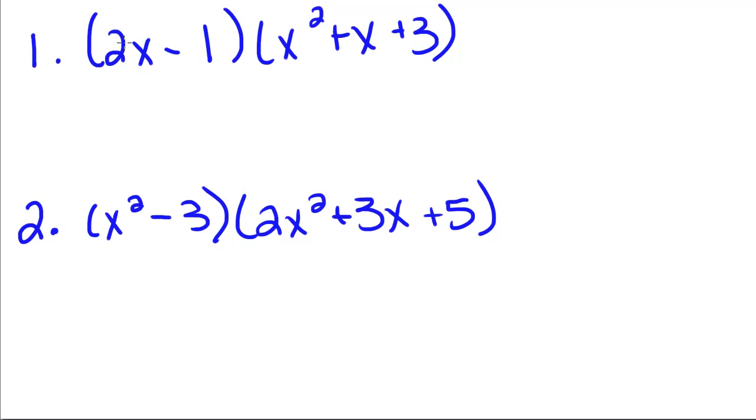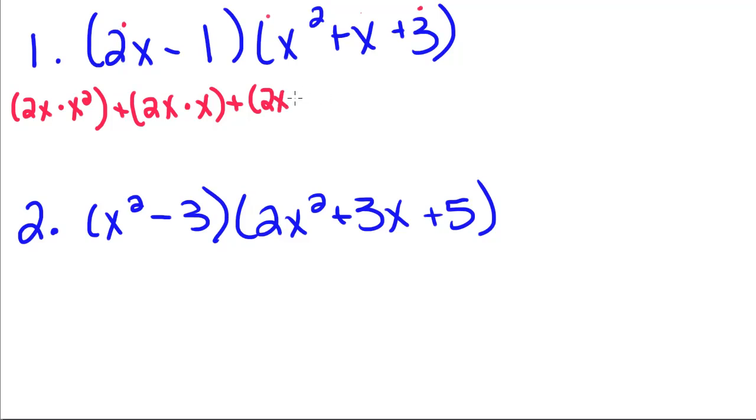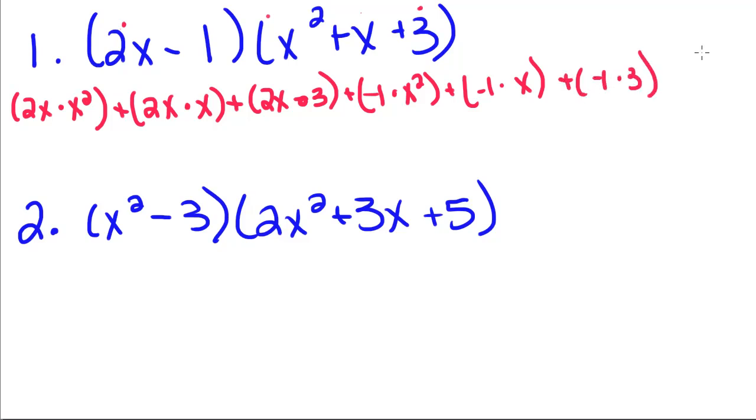So we're only going to do a couple more examples because once you understand how to multiply binomials, it's really easy to pick up on multiplying polynomials. So remember, we're going to take this first term and multiply it by each one of these terms. So 2x times x squared plus 2x times x plus 2x times 3 plus negative 1 times x squared plus negative 1 times x plus negative 1 times 3.